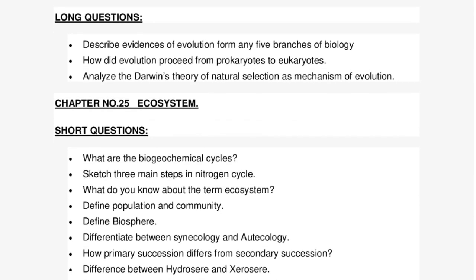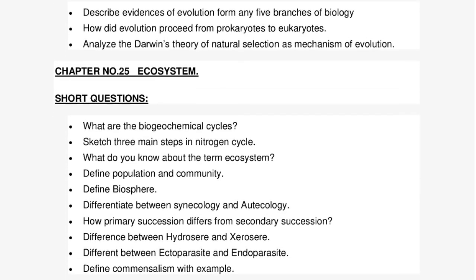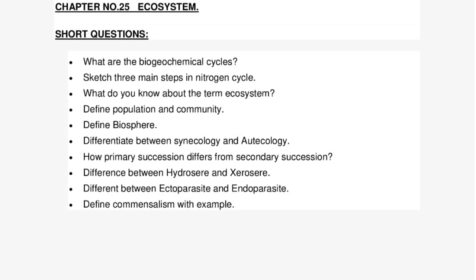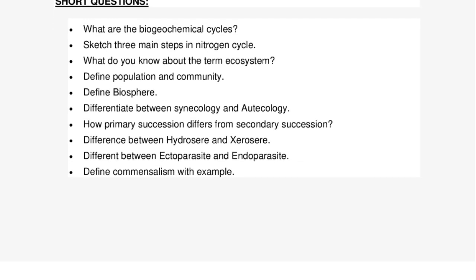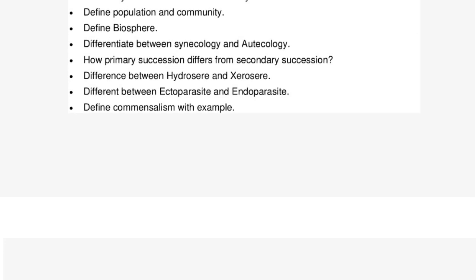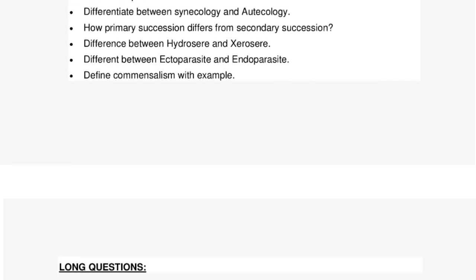Genome sequence. Example. Hardy-Weinberg theorem. Give its formula. Evolution. Chapter No. 25 Ecosystem. Short questions. What are the biogeochemical cycles?